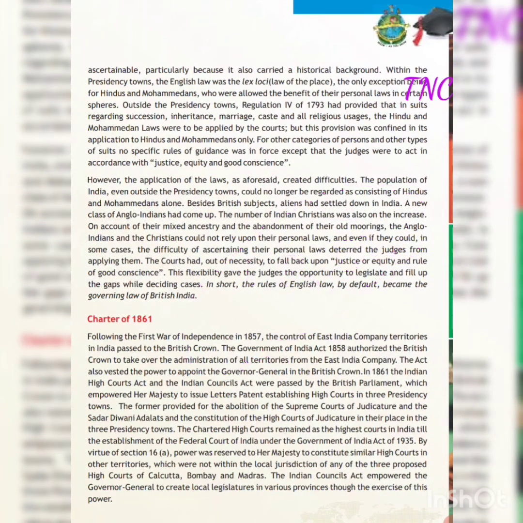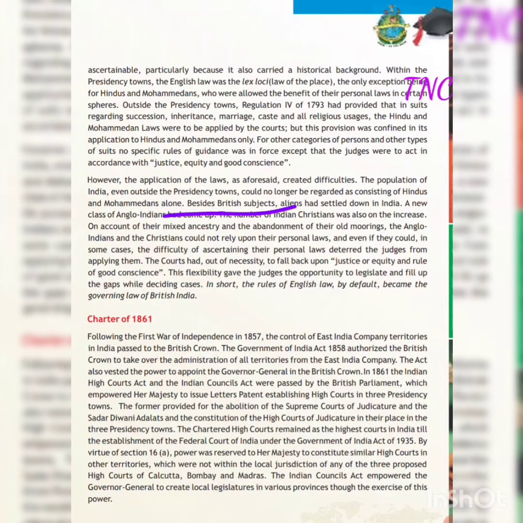By that time, various other religious communities have also entered India and resided over here. So there were various other religions and cultures also, except Hindus and Mohammedans. Mohammedans means Muslims or Islamic people. Besides British subjects, aliens had settled down in India. A new class of Anglo-Indians had come up.